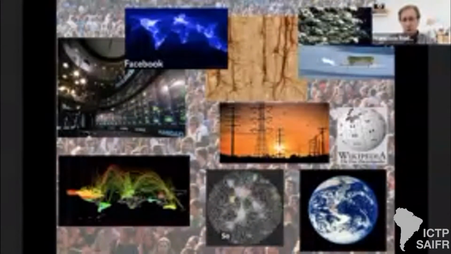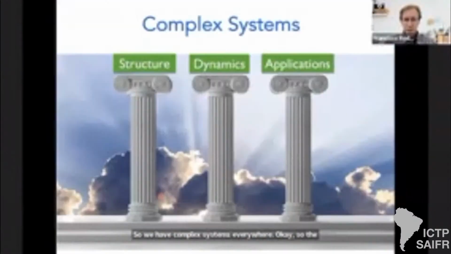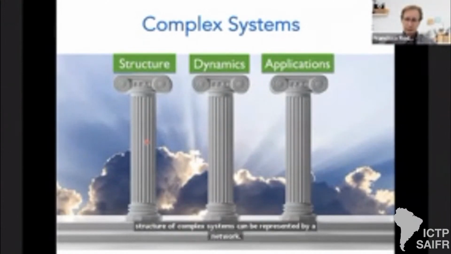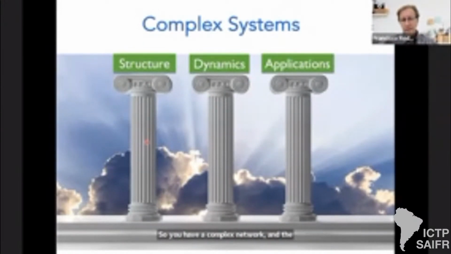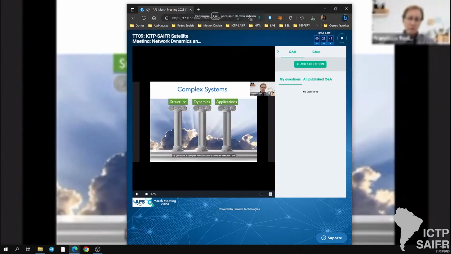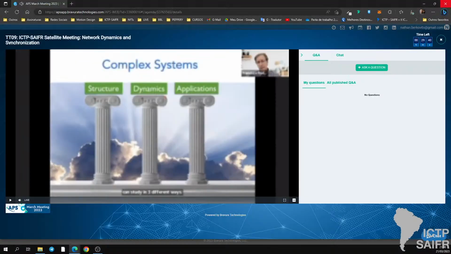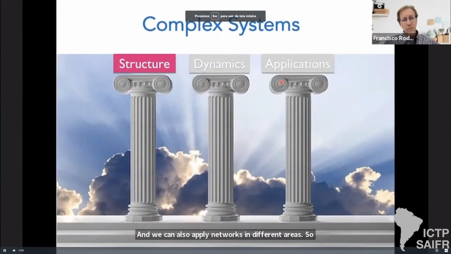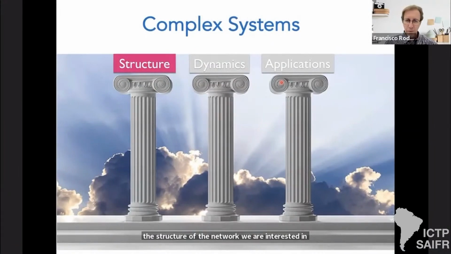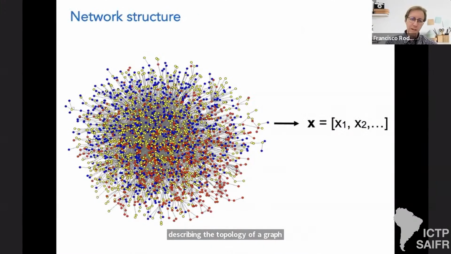So the structure of complex systems can be represented by a network. So you have a complex network, and we can study the complex network in three different ways, okay? We can study the structure of the network, the dynamics, and we can also apply networks in different areas. For the structure of the network, we are interested in describing the topology of a graph. So you have, for example, a network like this one, and then you want to describe the topology by calculating some set of measures. For example, you want to describe the density of connections, the distance between nodes.